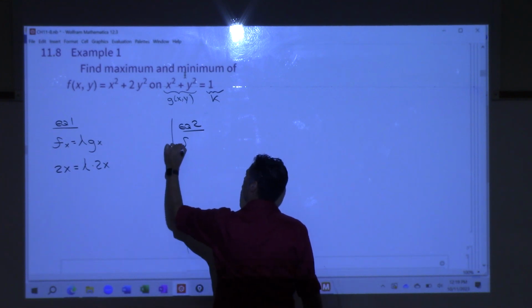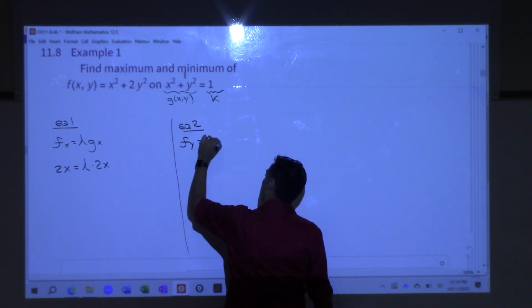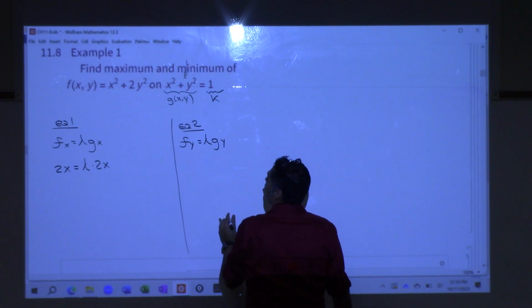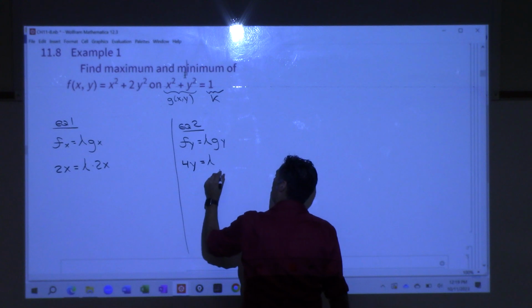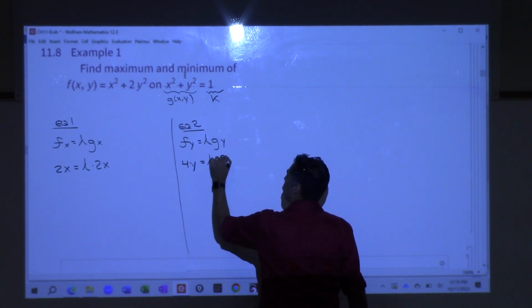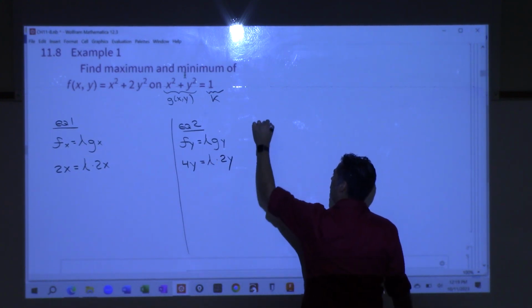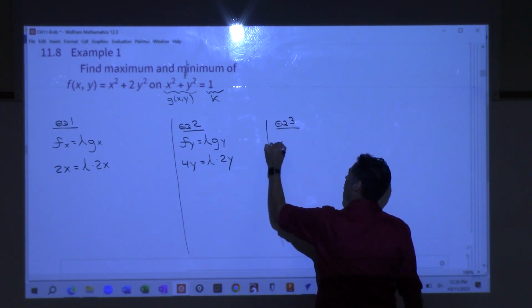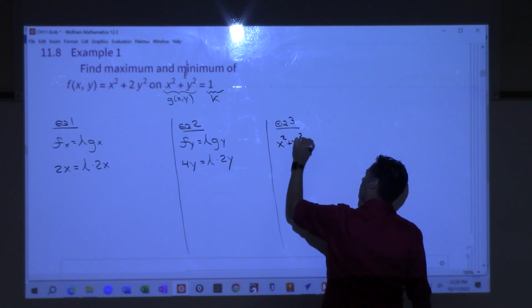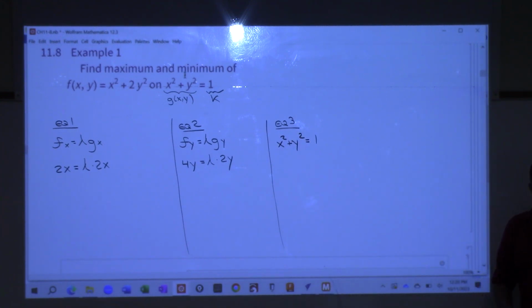Equation 2: I need the partial of f with respect to y equals lambda times the partial of g with respect to y. The partial of f with respect to y is 4y, which must equal lambda times the partial of g with respect to y, 2y. Hey, that doesn't look too bad, does it? Equation 3 is x squared plus y squared must be 1. I've just got to figure out all the values of x, y, and lambda that make all three of those true at the same time. I have to consider every one of them.